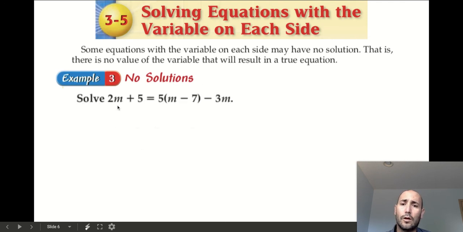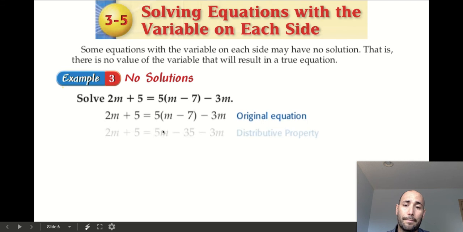So here it says solve 2m plus 5 equals 5 times quantity m minus 7 minus 3m. So here I have a set of parentheses. So I would start out just like the other problems by using the distributive property. 5 times m, and then 5 times negative 7, right? So that would give me 5m minus 35.